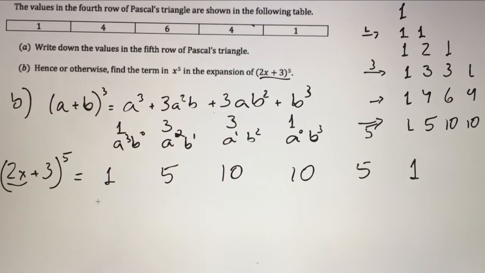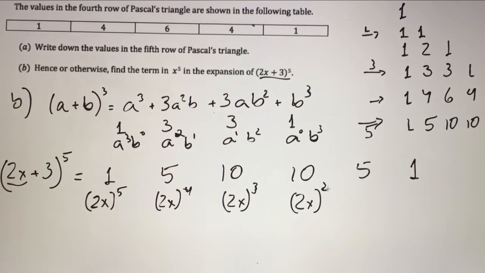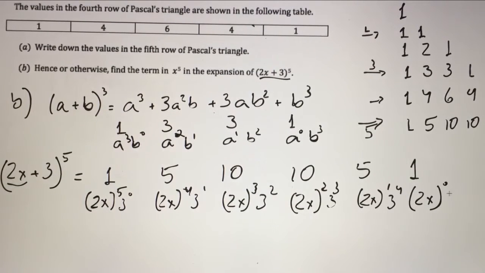And the terms are going to be what? 2x to the 5th, 2x to the 4th, 2x to the 3rd, 2x to the 2nd, 2x to the 1st, and 2x to the 0. While the second term would be what? 3 to the 0, 3 to the 1st, 3 to the 2nd, 3 to the 3rd, 3 to the 4th, and 3 to the 5th.